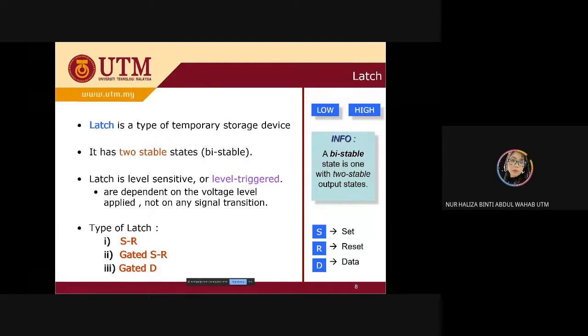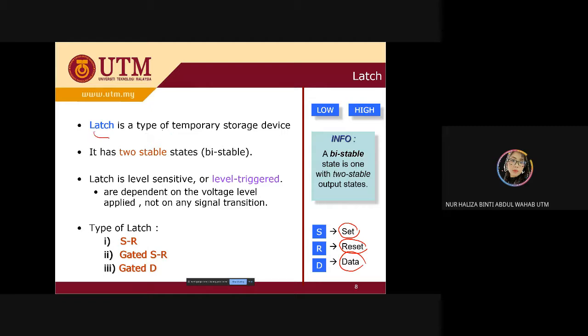Okay, you can see here, what is S? S is set. What is R? R is reset. What is D? D is for data. And you need to read all of this, okay?